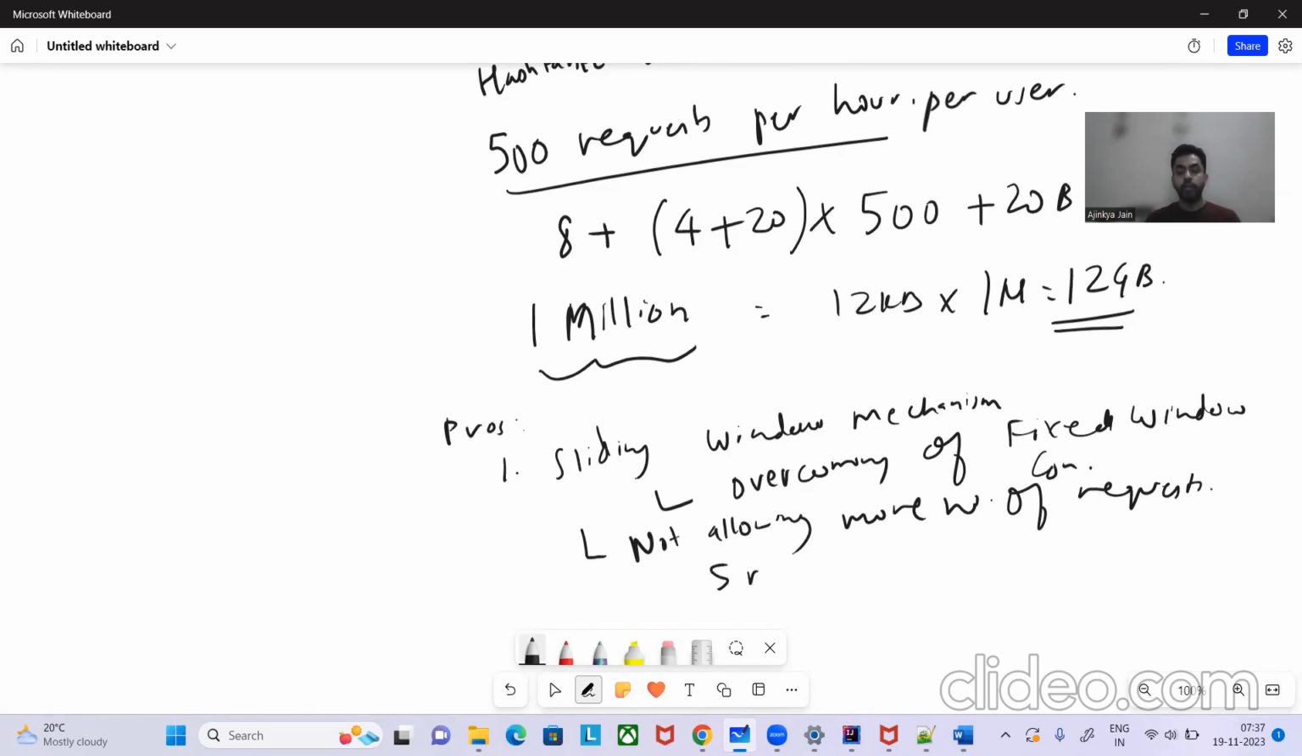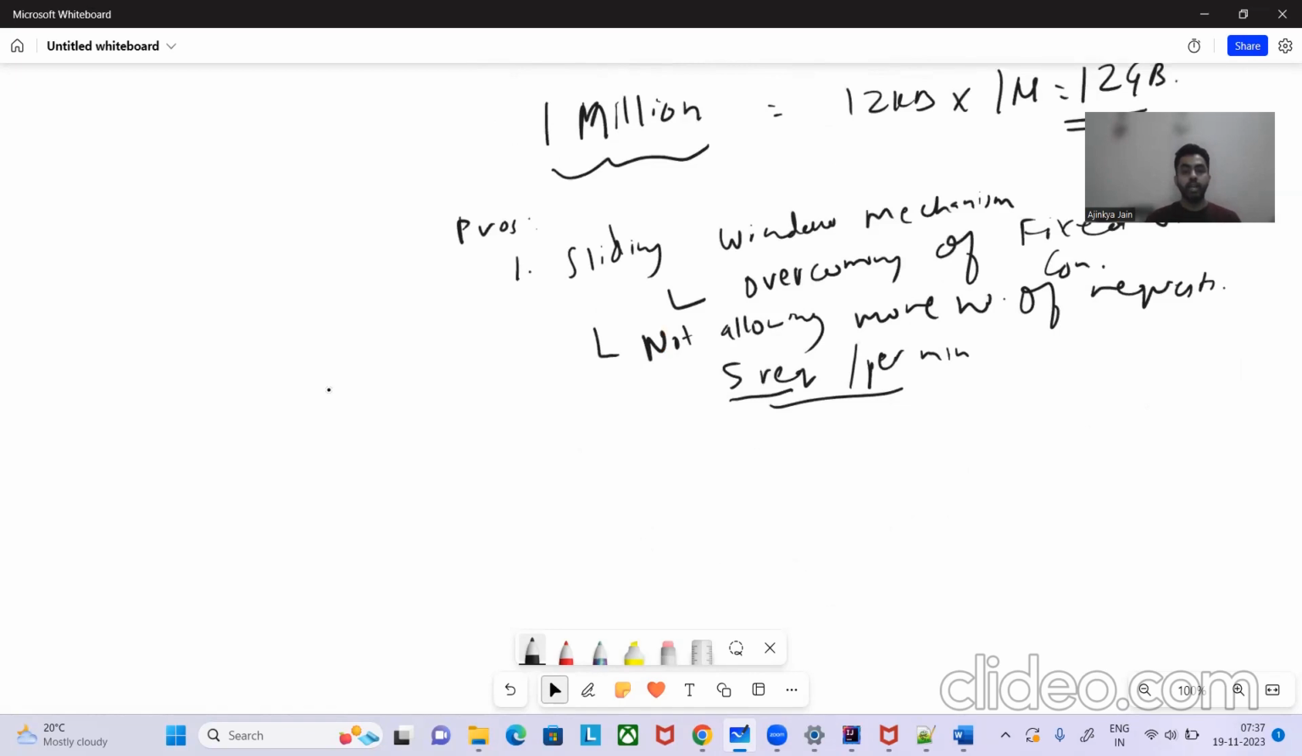If we want 5 requests per minute to be accepted, then it makes sure that only 5 requests are allowed. Okay, this is the advantage of a sliding window mechanism.